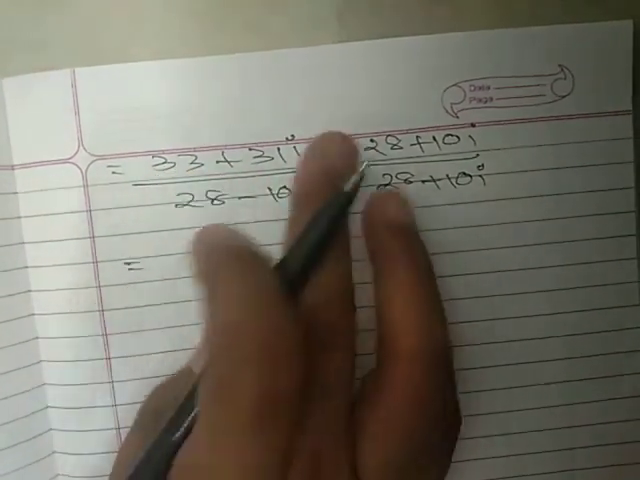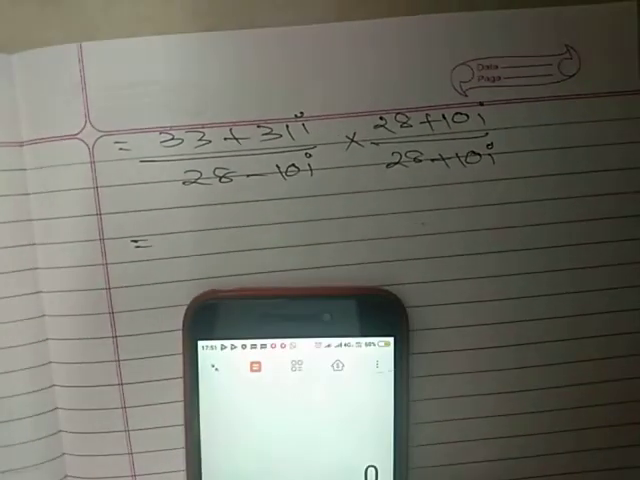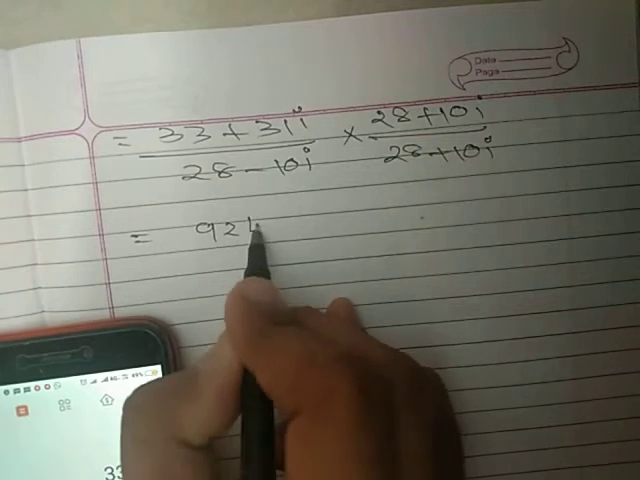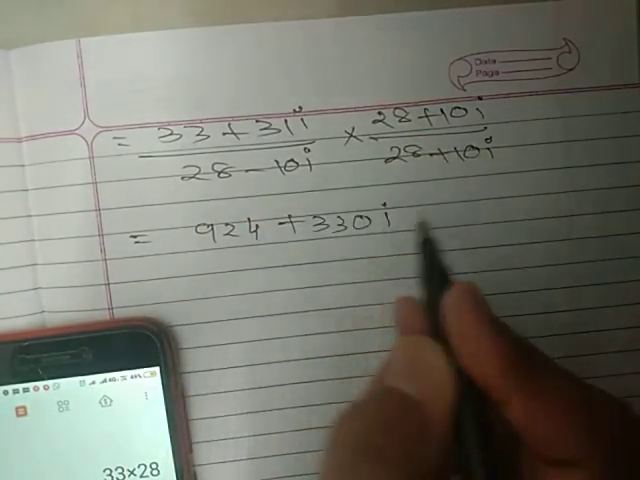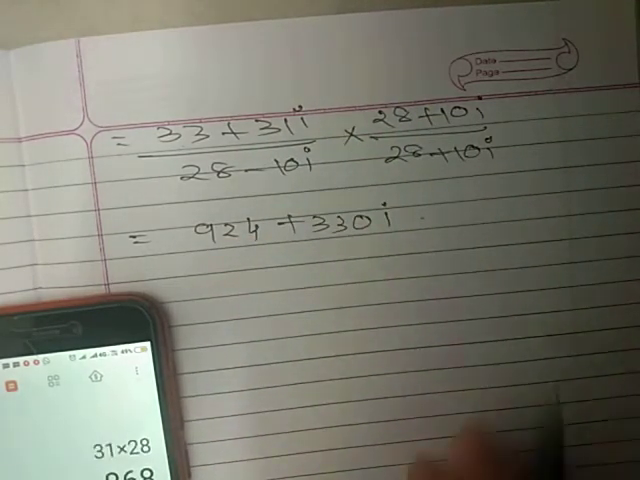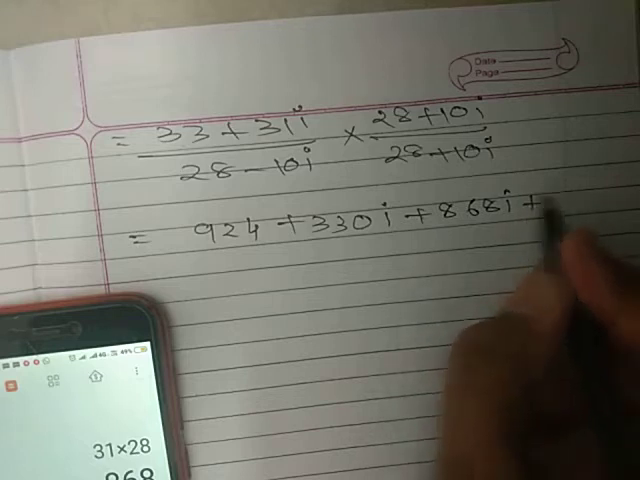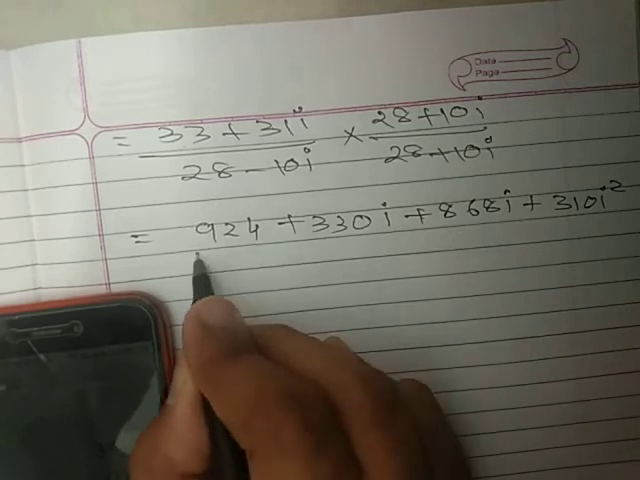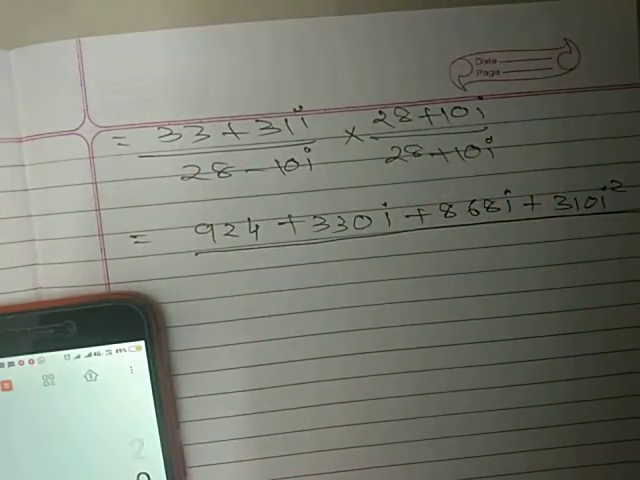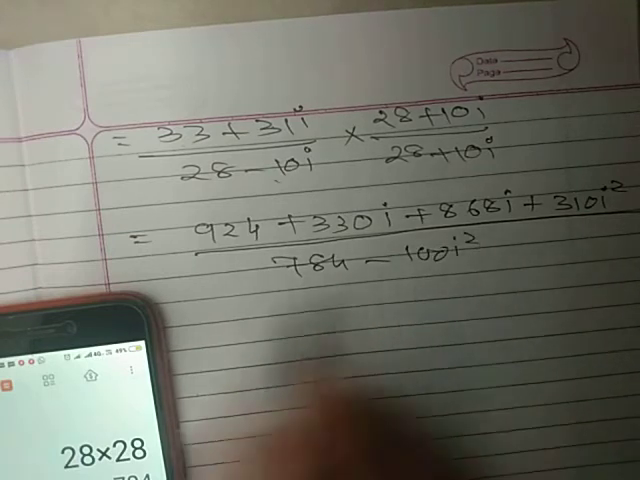Now 33 into 28 equals 924, plus 330i. 31 into 28 gives 868i, plus this one multiplied, 310i squared, divided by (a minus b)(a plus b). a squared minus b squared means 28 squared, which is 784, minus 100i squared.